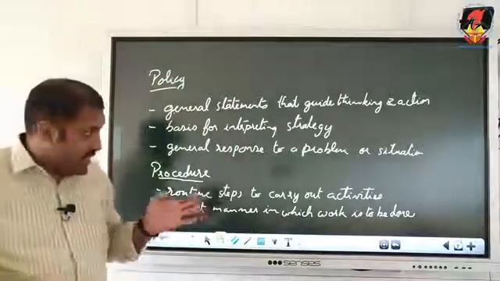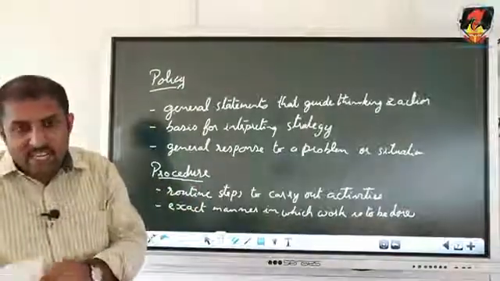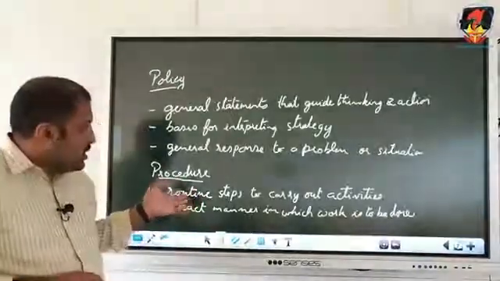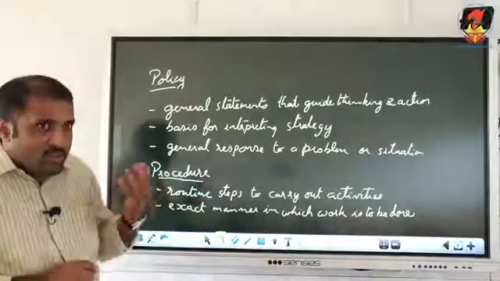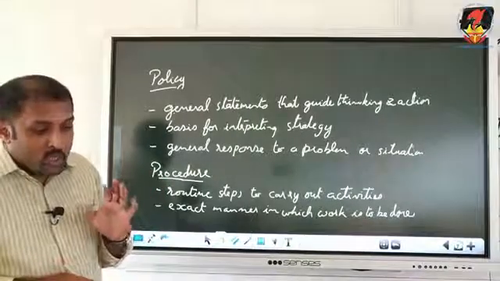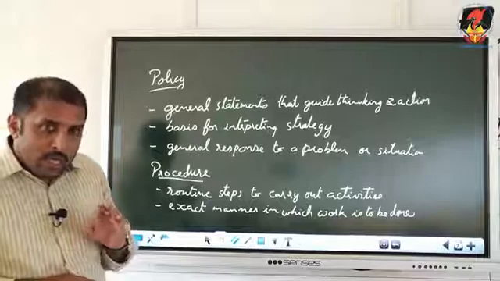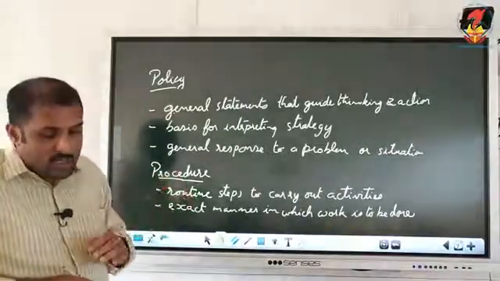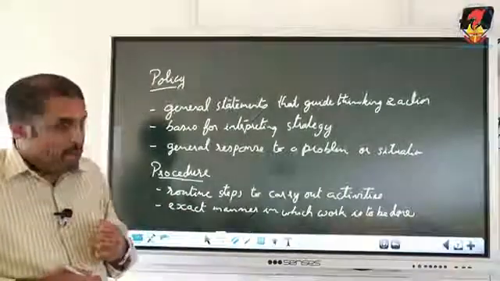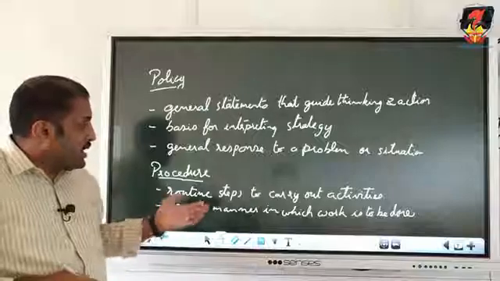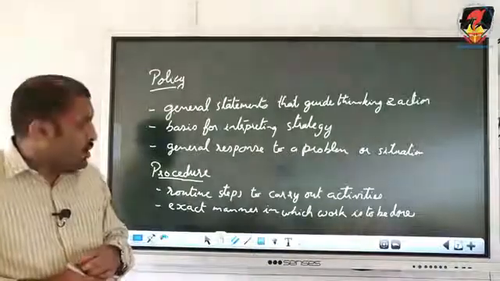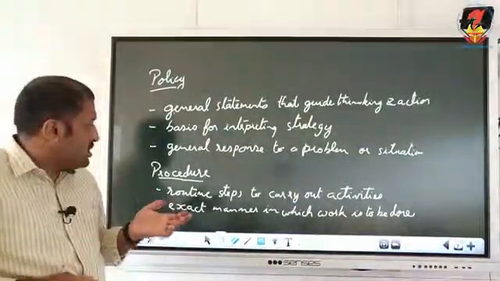Or rather we can say, it is specified in a chronological order which must come after the other. So that is why it is called routine steps. When a work is being done, those steps are to be followed which are chronological in order. Procedure is the next type of plan. It is the exact manner in which each work is to be done, and it follows a chronological order. So that is what is procedure.